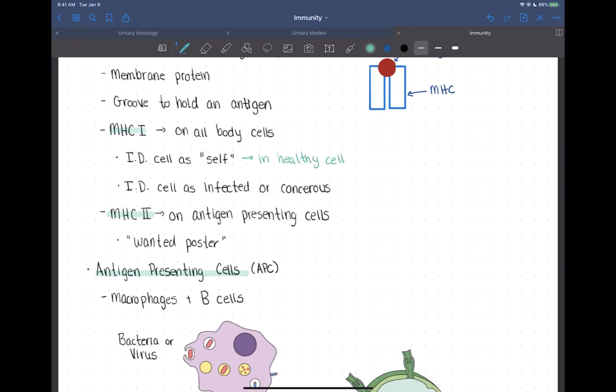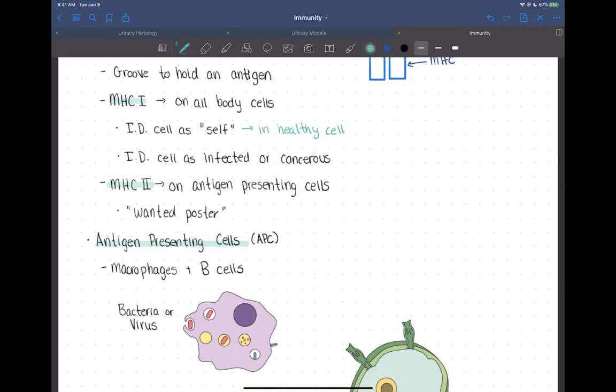okay? However, if there's something wrong with the cell, if it's infected with a virus or if it's cancerous, that MHC class 1 will actually present an antigen that says this cell is infected or this cell is cancerous. Okay, so they're on all of our body cells. Every single body cell would have one, and they'll either say this cell is normal, healthy, and belongs here, or this cell is infected and cancerous.